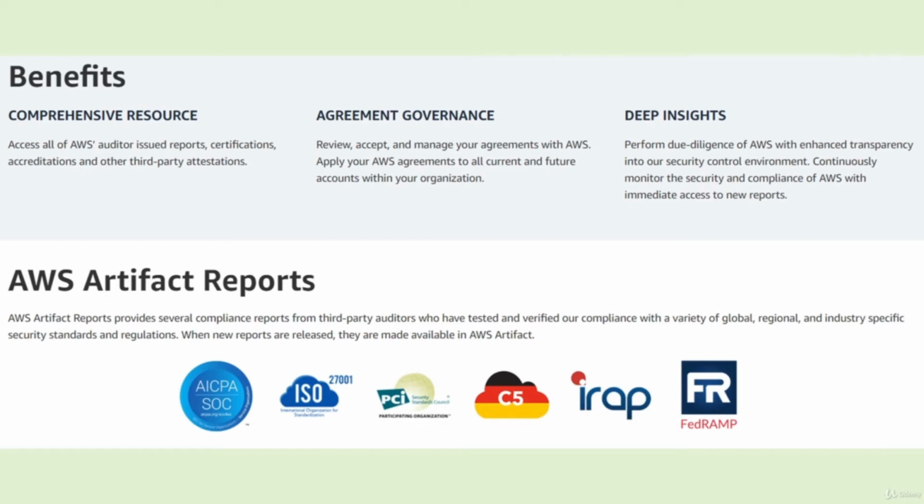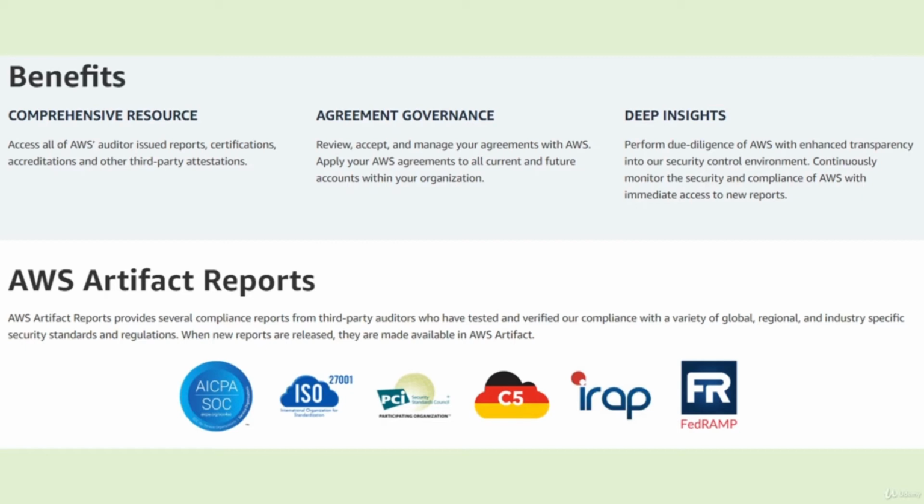You have the agreement governance to review, accept, and manage your agreements with AWS. You can apply your AWS agreements to current and future accounts within your organization. So you could be in a safe state, be it an NDA, non-disclosure agreement, and things like that. You could create those agreements or sign up on the existing agreements anytime you want. Then you have deep insights to perform due diligence of AWS and enhance transparency for a secure and controlled environment. You can monitor and secure the appliances with AWS with immediate access to new reports.